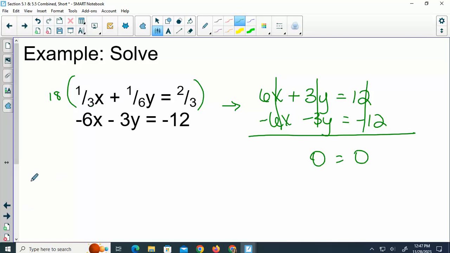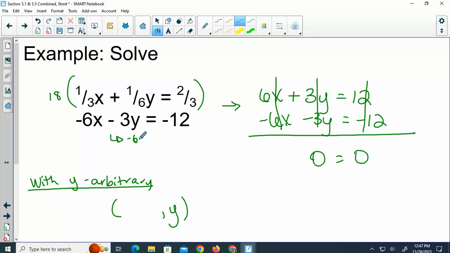So if I said to write your solution with y arbitrary, that means we keep the y. So my y value is just y. And we have to figure out an expression for x based off these equations. So essentially we're going to solve for x in one of the equations. Probably the easiest is the bottom one.